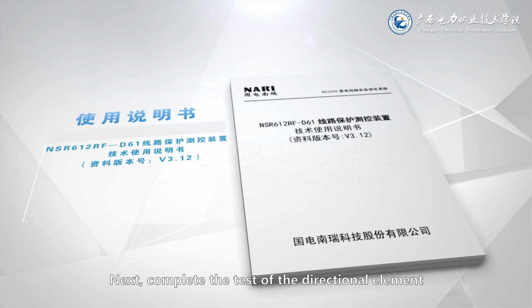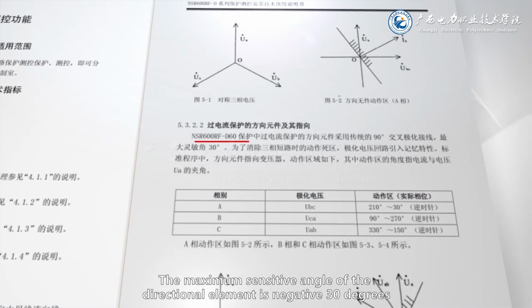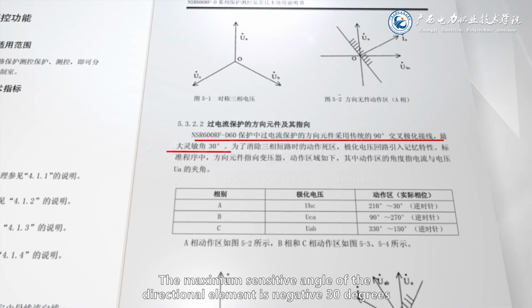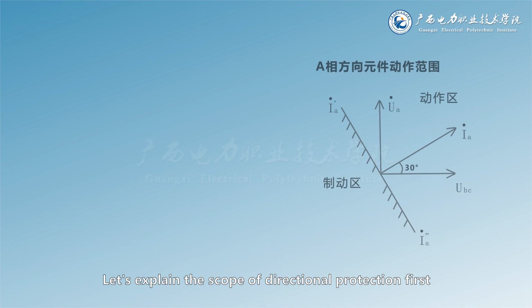Next, complete the test of the directional element. Take current protection section I as an example. Check the current setting of 5 amps. Refer to the instructions. The maximum sensitive angle of the directional element is negative 30 degrees, and input directional circuit protection. Let's explain the scope of directional protection first.